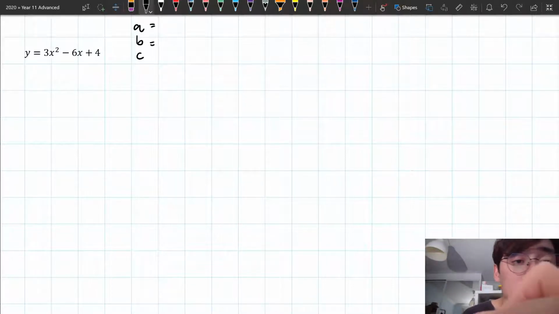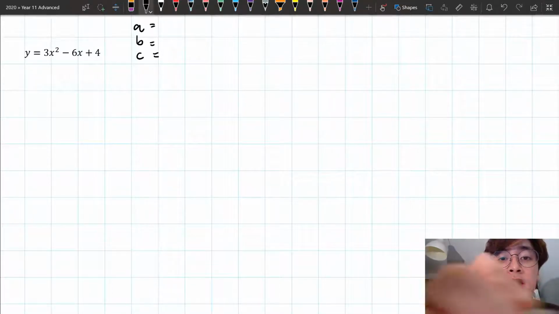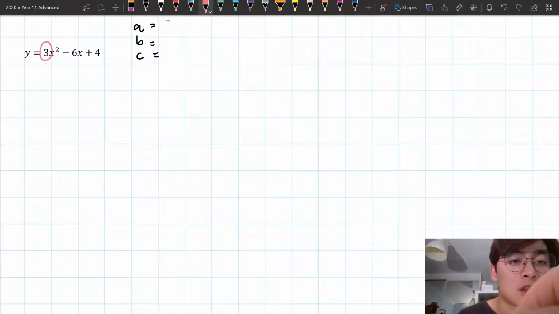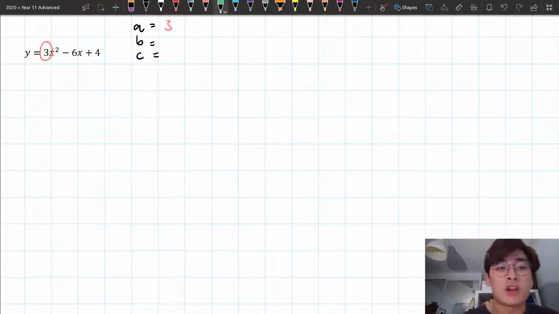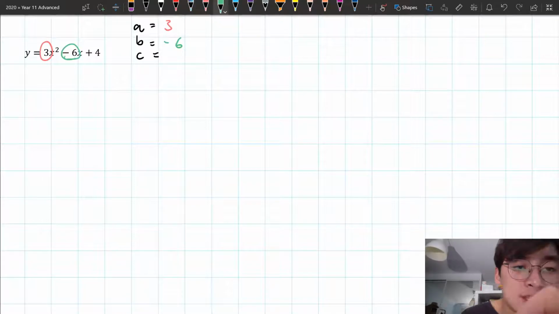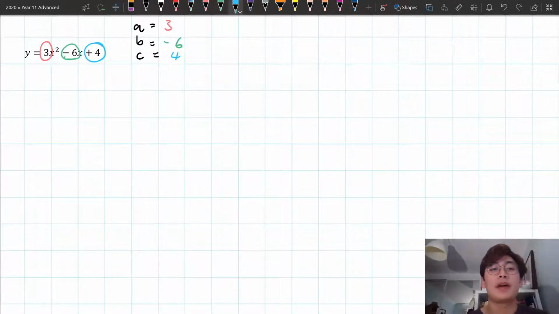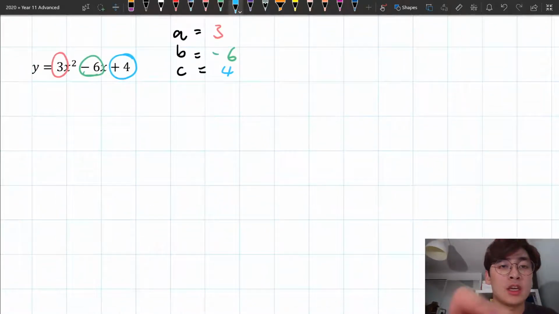A is the coefficient of the x squared term, so here it's just 3. B is the coefficient of the x term, so we've got minus 6. And c is just the constant term, so I've got 4. Okay, let me go through the steps here.